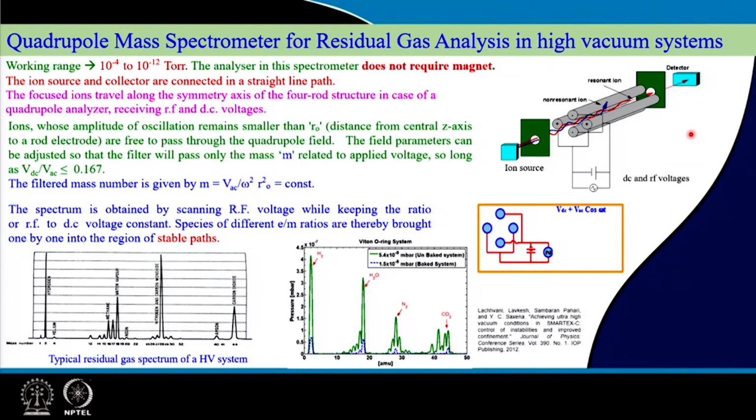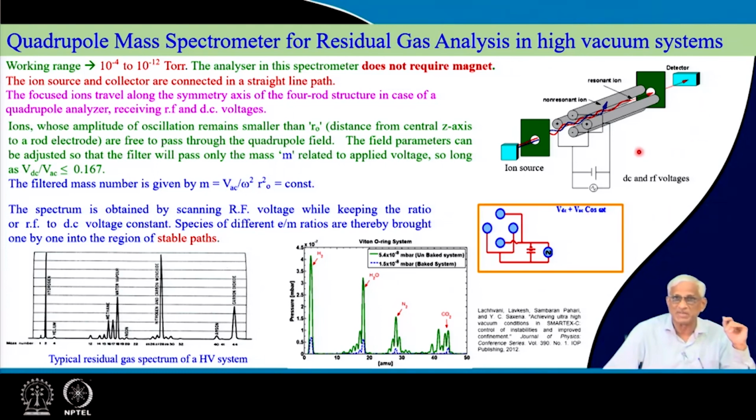Here is another instrument; this whole lecture is on instrumentation aspects. Four rods are there, as I explained in the first slide, and again we have an ion source. I am not talking about electrons, accelerations, ions, ionization; all that is built in this magic box.